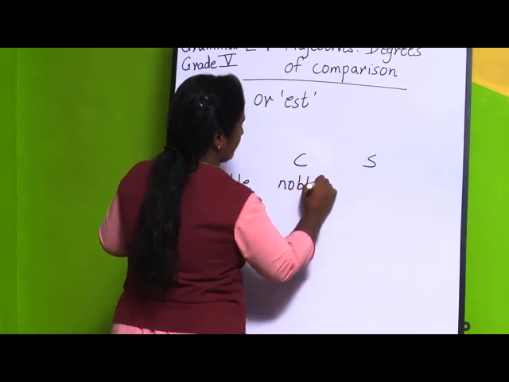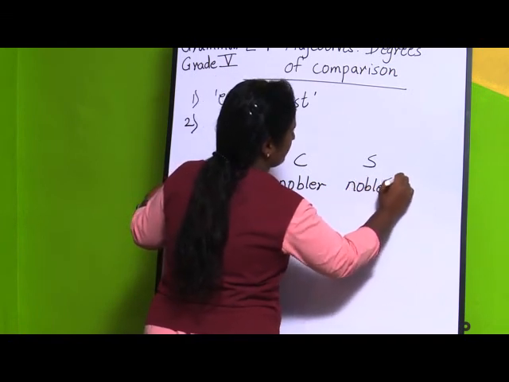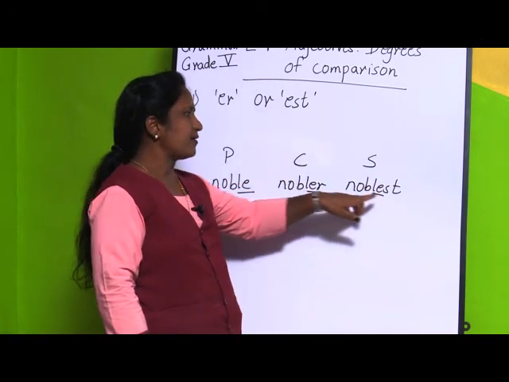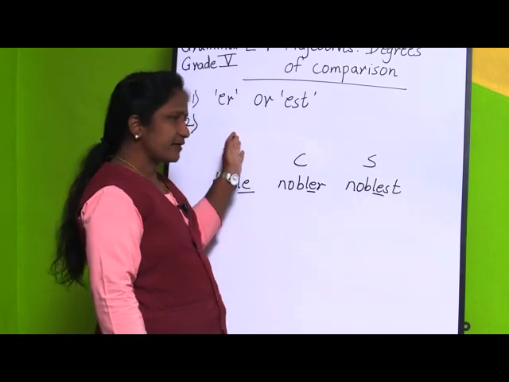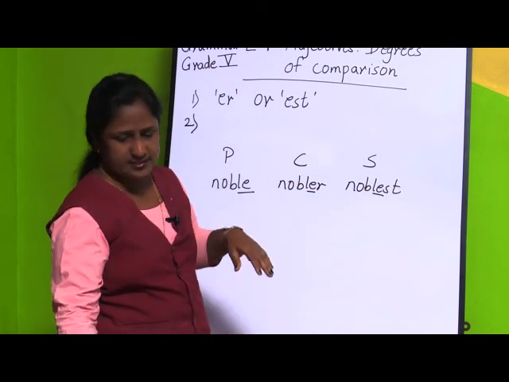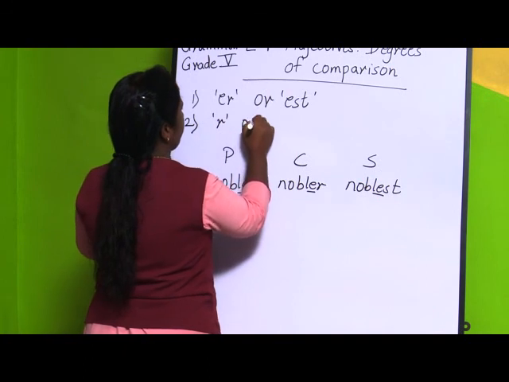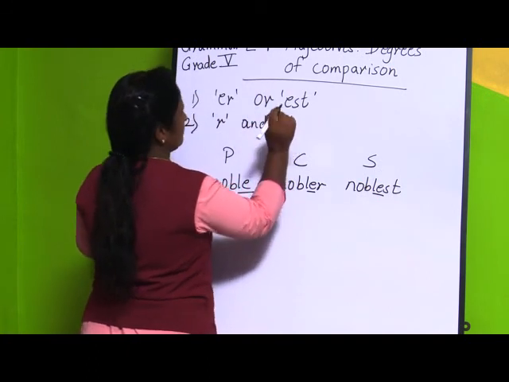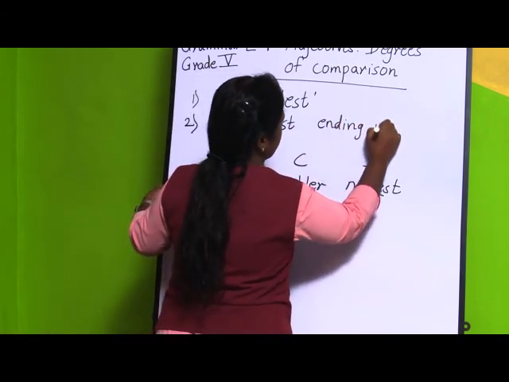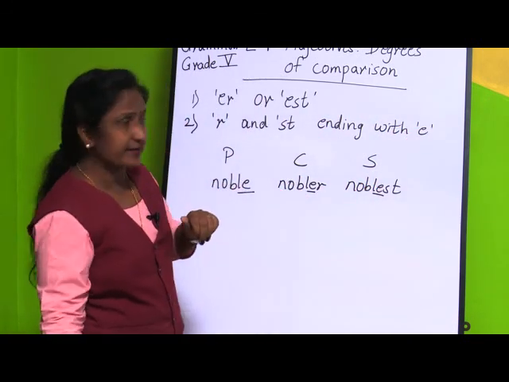Nobler and noblest, because already e is there. So, you are going to add only r and st, r for comparative degree and st for superlative degree. This was the second case. So, here you are going to add only r and st if it is ending with e, because already e is there. So, this was the second case.